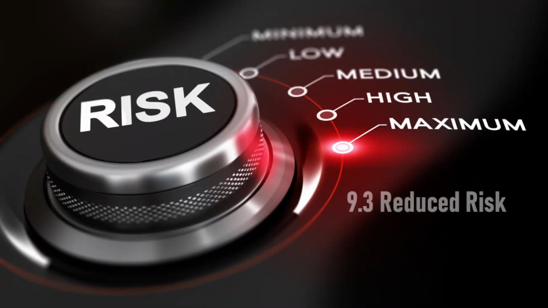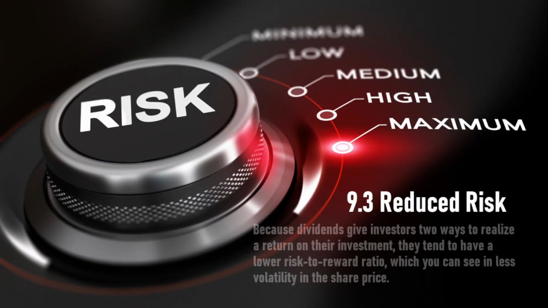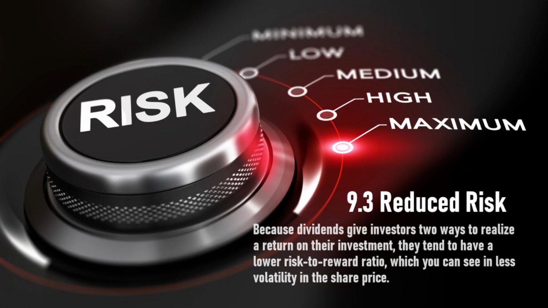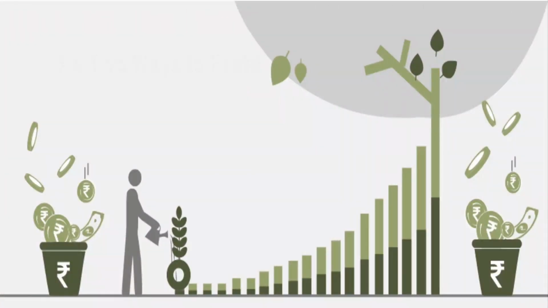Reducing risk. Because the dividend gives the investor two ways to realize a return on their investment, they tend to have a low risk to reward ratio, which you can see in the less volatility in the share prices. A stock with low volatility sees a smaller share price decline when the market falls. The low volatility may also temper the share price appreciation on the way up. Two ways to profit.